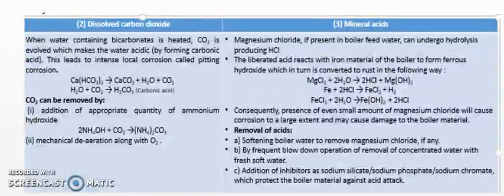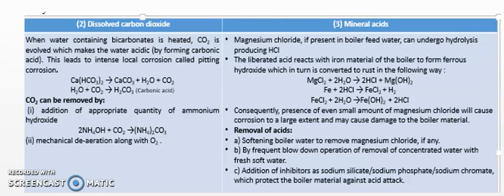The liberated acid reacts with iron of the boiler in a chain-like reaction, producing hydrochloric acid again and again. Consequently, the presence of even a small amount of magnesium chloride will cause corrosion of iron to a large extent and may cause damage to boiler material.